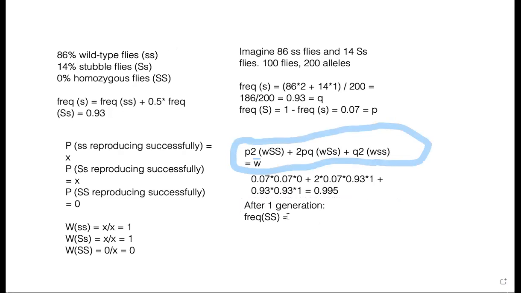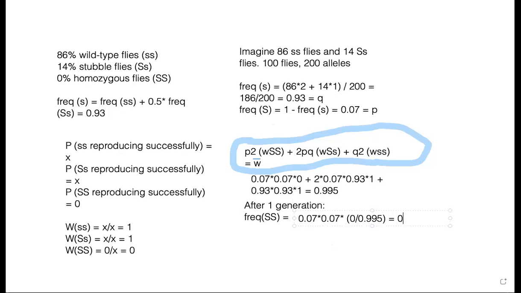So the frequency of the big S genotype in the next generation is going to be equal to 0.07 times 0.07 times W big S, which is 0, divided by 0.995, which is W bar.